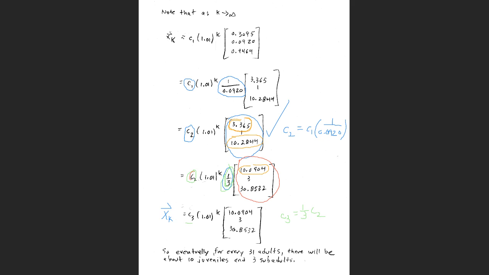And so now I have a rather nice looking expression for my x sub k when k is large. Based on my values here in the vector, which are almost all integers, nothing's perfect, but I can say that eventually for every 31 adults, 30.8532 is approximately 31, there will be about 10 juveniles and 3 subadults.